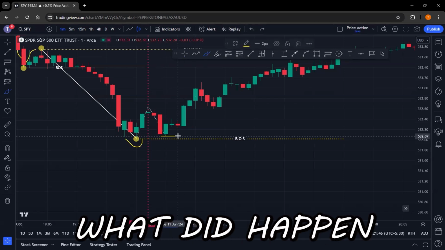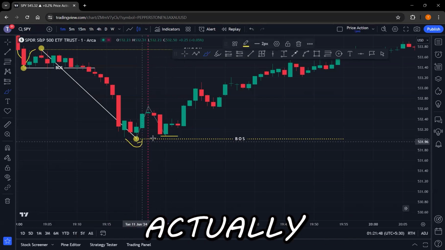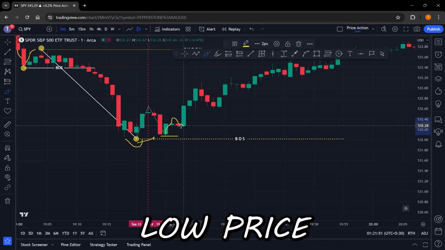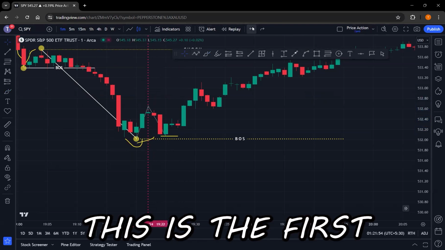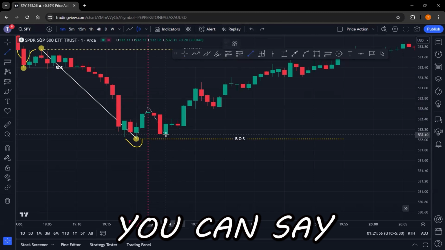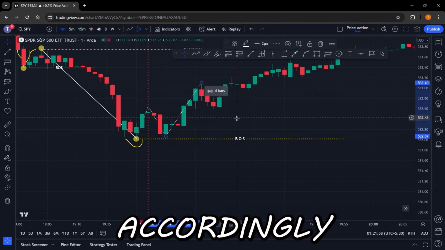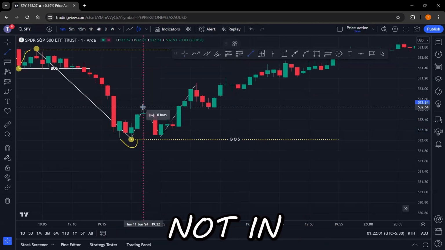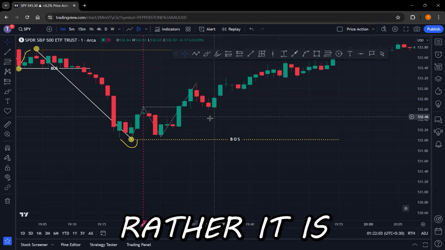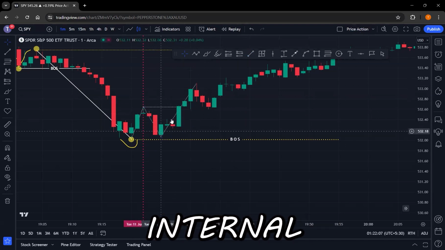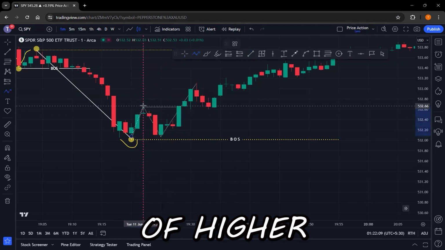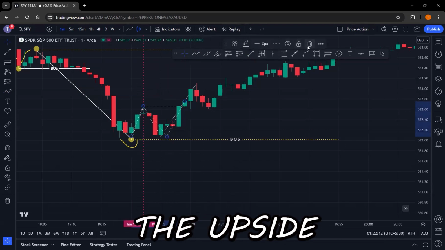As you can see, from this major support, the price created a higher low, and from this higher low, the price created another higher low in the market. This is the first example, which sets the example that the price is not in the mood to go towards the downside. Rather, it really wants to go towards the upside. That is why the price created an internal structure of a series of higher highs and higher lows towards the upside internally.